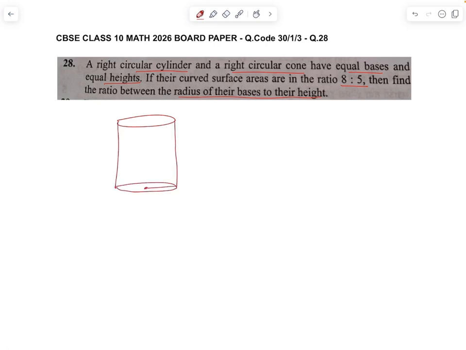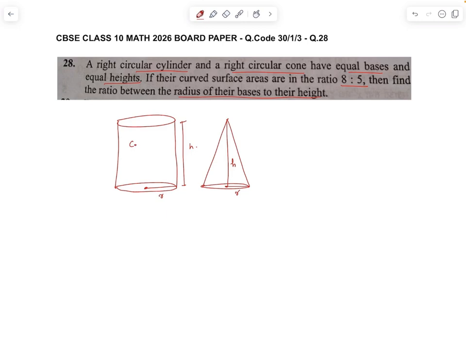Let the radius of the cylinder be r and the height of the cylinder be h. Since it is equal bases and equal height, we have to consider a cone which has the same radius. So I represent the radius of the cone also with the same letter r, and the vertical height of the cone is represented by the same letter h. The curved surface areas are in the ratio 8:5.